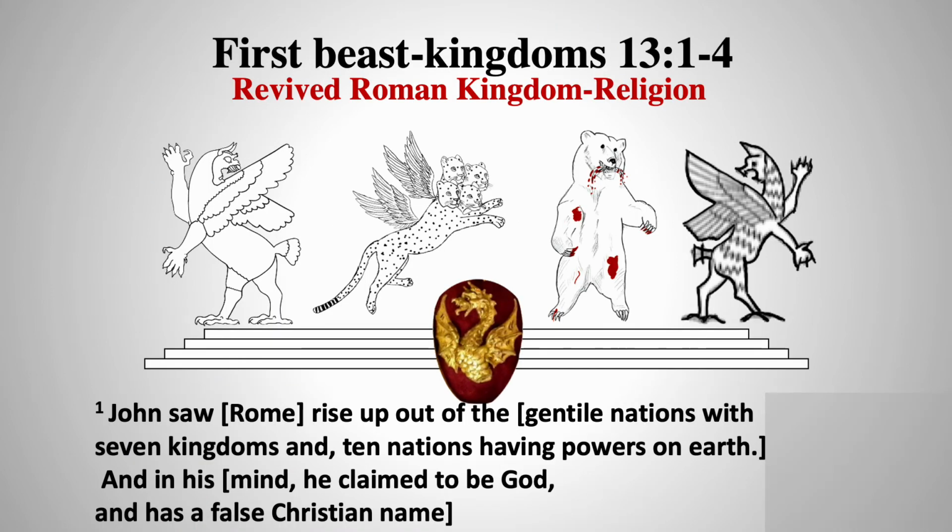This slide shows the imagery of the first beast that represents the revived Roman kingdom with his 3 allies who made war with the saints. 13:1 in plain language says, I, John, saw Rome rise out of the Gentile nations with 7 kingdoms and 10 nations having power on earth, and in his mind he claimed to be God and has a false Christian name.